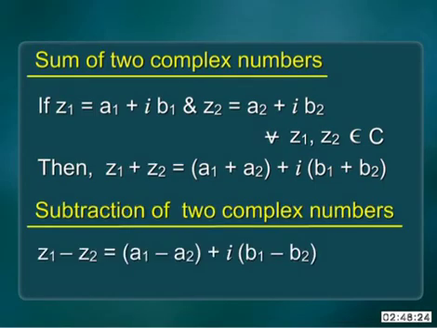The subtraction of a complex number Z2 equal to A2 plus iota B2 from a complex number Z1 equal to A1 plus iota B1 is defined as the complex number A1 minus A2 plus iota into B1 minus B2.